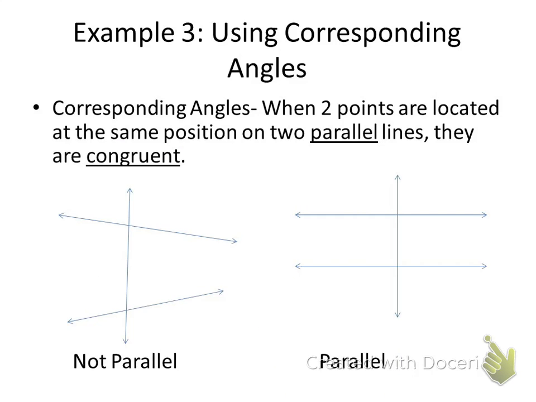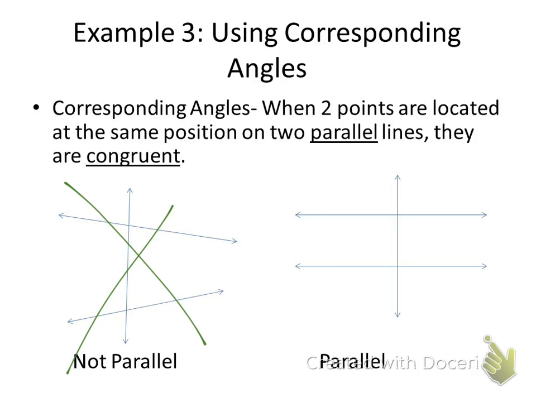Now let's move on to what a corresponding angle actually is. You need to know parallel and perpendicular lines to understand this definition. When 2 points are located at the same position on 2 parallel lines, they are congruent. Here's what this means. Everybody agree that the first one is not parallel, right? Because it doesn't intersect. It doesn't intersect there, but I know it's going to. But these lines are parallel.